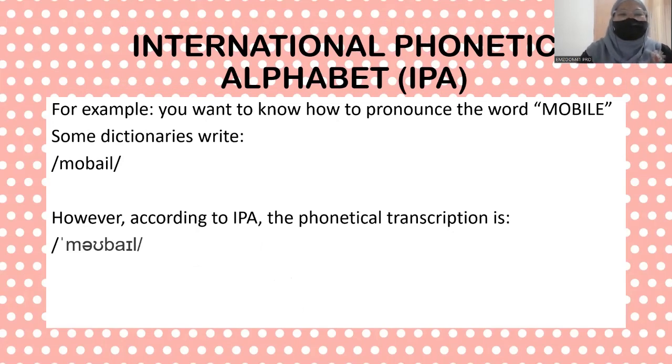Now, for example, just like what I said earlier, you might be wondering how to speak like native speakers or to get rid of your local accent. Actually, local accent is okay, but make sure that you pronounce words correctly. For example, you want to know how to pronounce the word mobile. Perhaps if you check in the dictionary, your dictionary might explain the way to read is like this, mobile. No, it's not like this, but according to IPA, the phonetical transcription is like this, mobile.